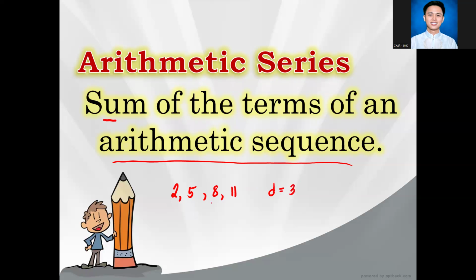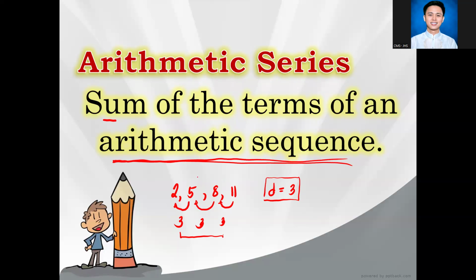Sir, where did you get 3? We are subtracting from right to left, two consecutive terms. So in this case, we have 5 minus 2, we have 3. 8 minus 5, 3. 11 minus 8, 3. So we have the common difference. So the common difference is 3. Now, if a common difference exists, we call this sequence an arithmetic sequence.